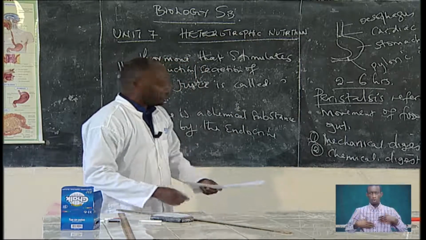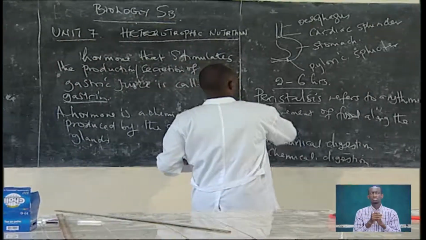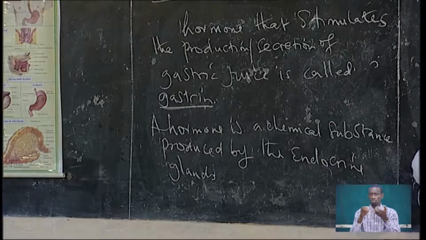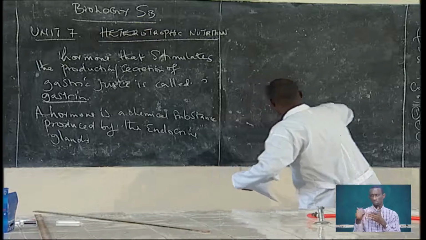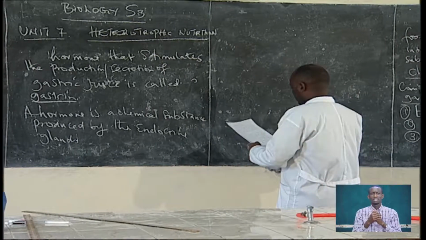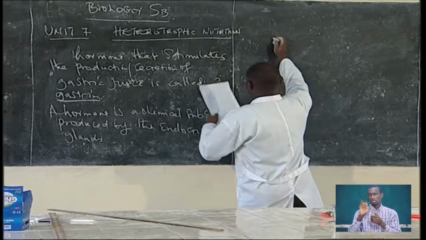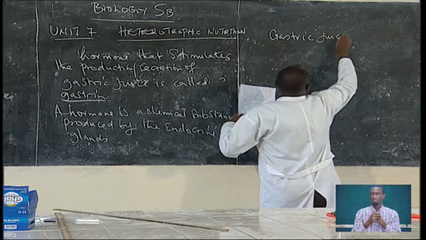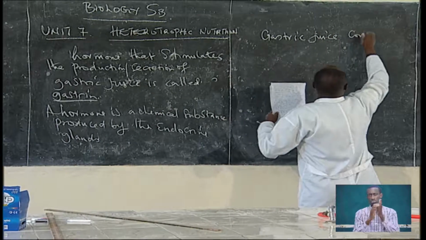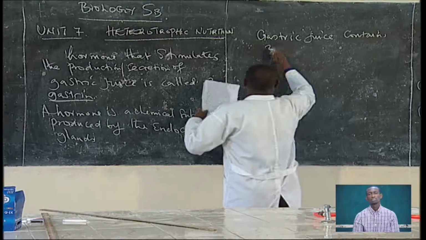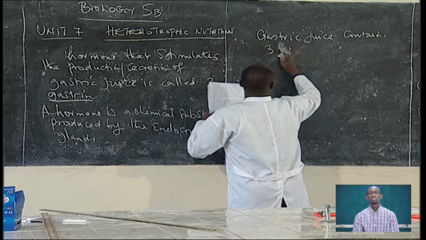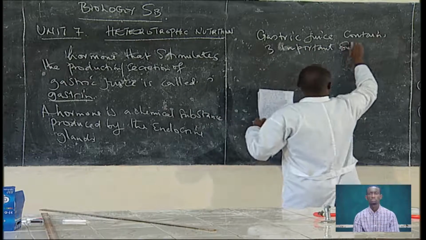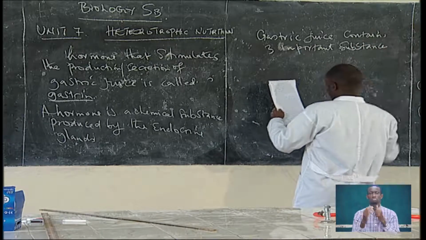Let's talk about the major constituents of gastric juice. I talked about hormones, and I mentioned some of the enzymes that are found in gastric juice, such as pepsin. Let me take a note of that. Gastric juice contains three important substances.